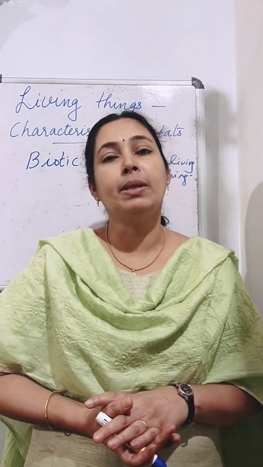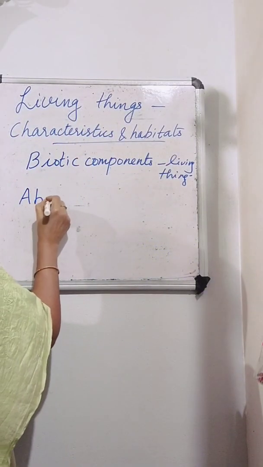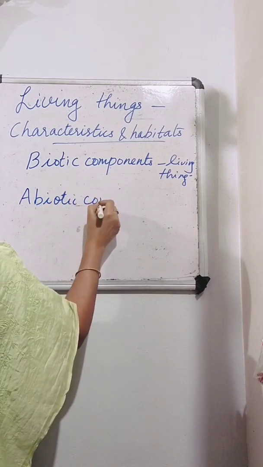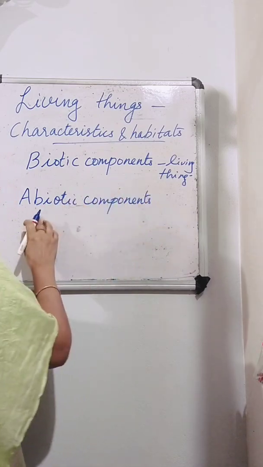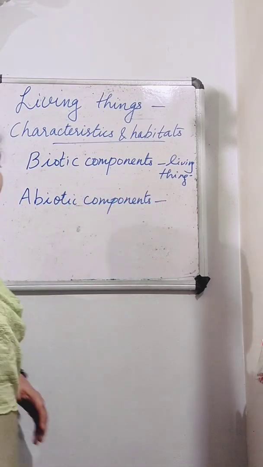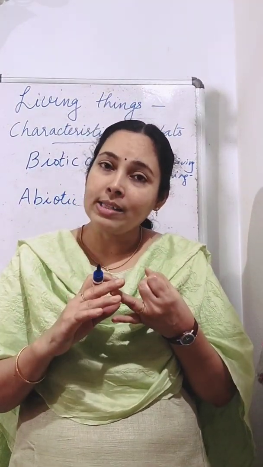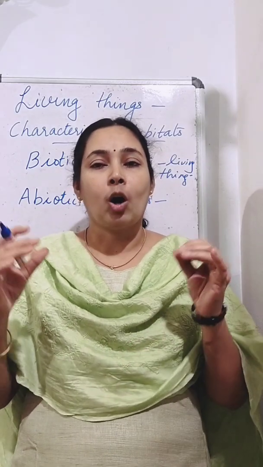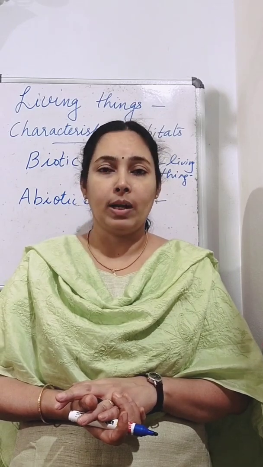And the non-living things that are present in a habitat are called abiotic components. So the non-living things are called abiotic components. Can you give some examples? Air is there, water is there, soil, sunlight, heat, rock. All these are examples of abiotic components.